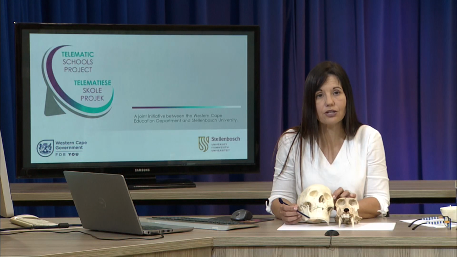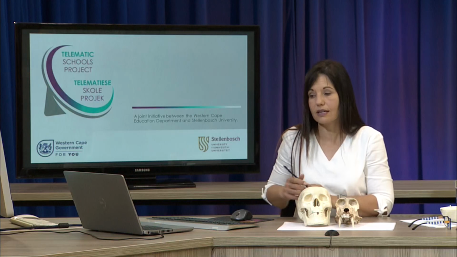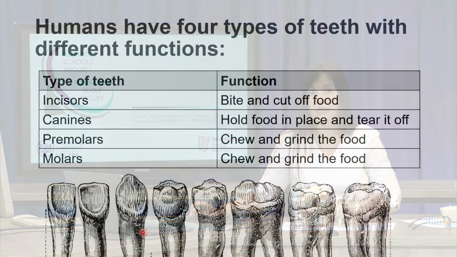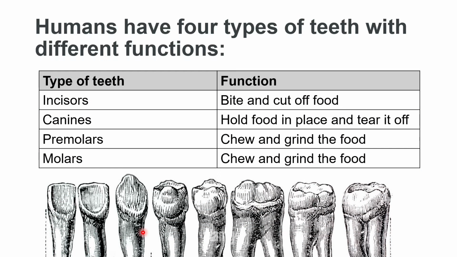So what is the function of the different teeth that you see here? Let's quickly see the function. First of all, we've got the incisors. Those are the front teeth, the teeth that you see here. It's half of a jaw's teeth. Your incisors are there to bite and cut off food. So if you bite an apple, you will use your incisors. Then our canines, the function of those is to hold food in place and to tear it off.